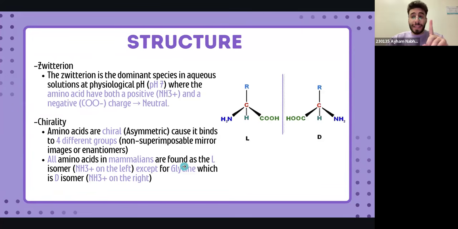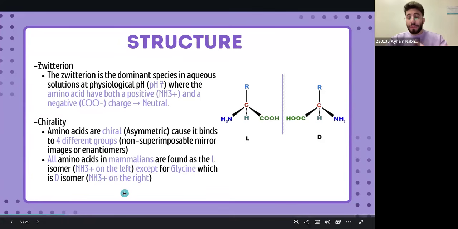Whereas just for glycine, which is the only amino acid that is found in the D isomer or R isomer, the amino group is found on the right side of the structure of the amino acid.